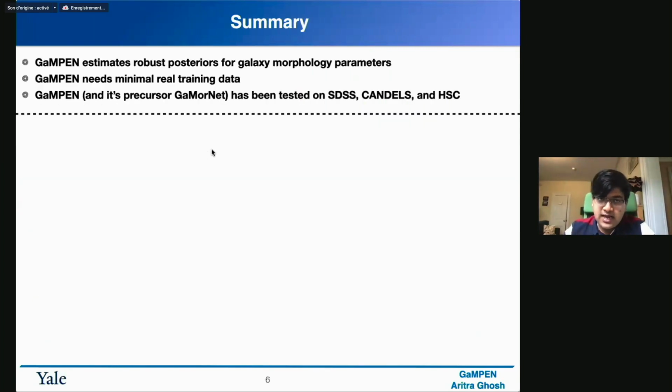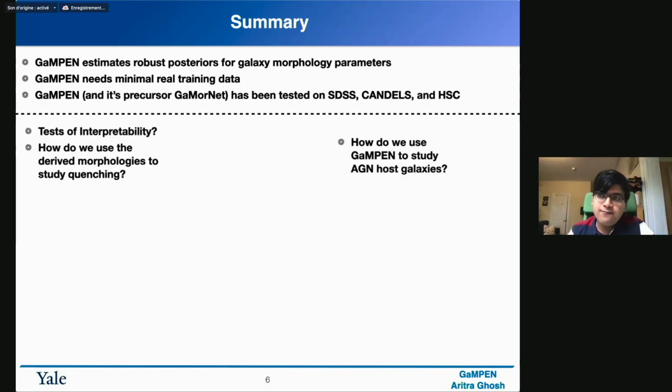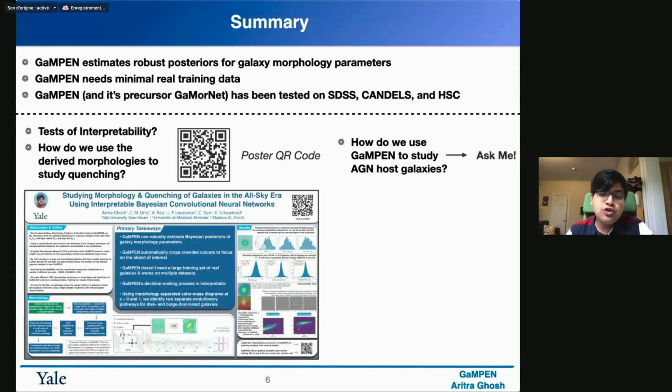So summarizing, I showed you how GaMPen can be used to predict posteriors for morphology parameters with minimal real training data. What I did not tell you about is how we have performed tests of interpretability and also used this to study quenching and how we are using GaMPen to study AGN host galaxies. To know about the first two, please have a look at my poster. The poster QR code is given, and for the latter one, you can speak to me.